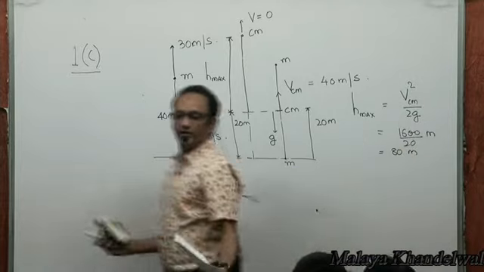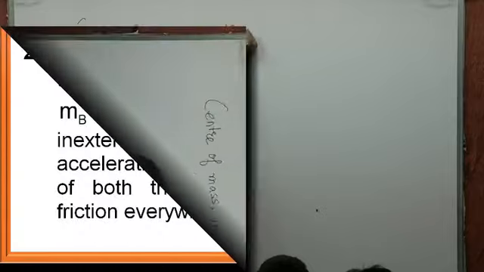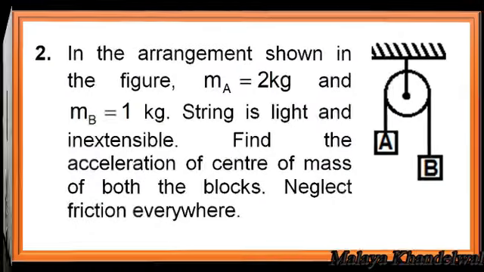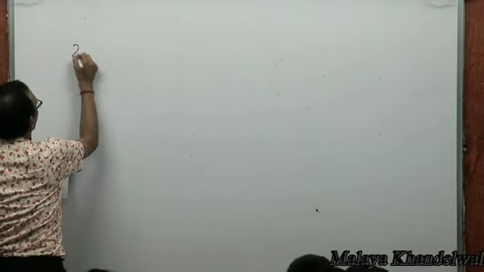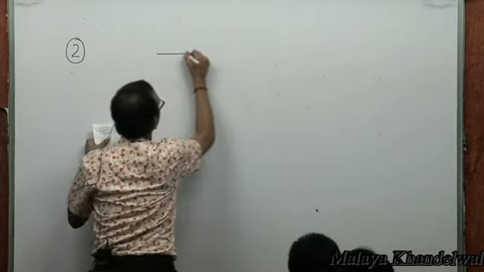I'm assuming all of you would have got all of these right without a glitch, right? Number 2 is a pulley arrangement.